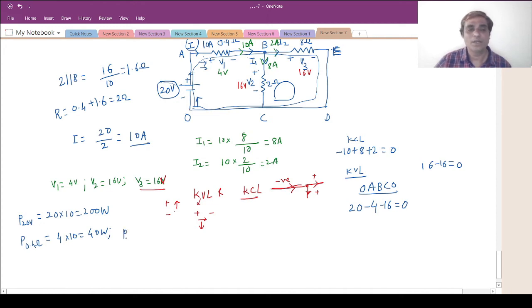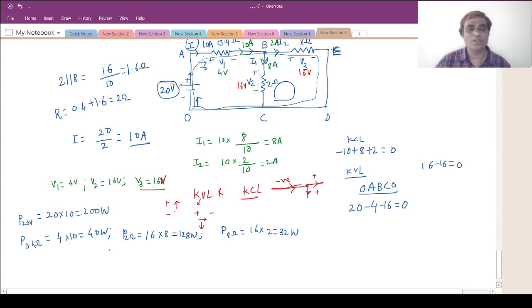Then the power absorbed by the 2 ohm resistor will be 16, the voltage drop, into 8, so 16 into 8, which is around 128 watt. Again, what next? The power absorbed by the 8 ohm resistor: how much is the voltage drop? It is 16, and the current flowing through it is 2, so it will be 32 watt.